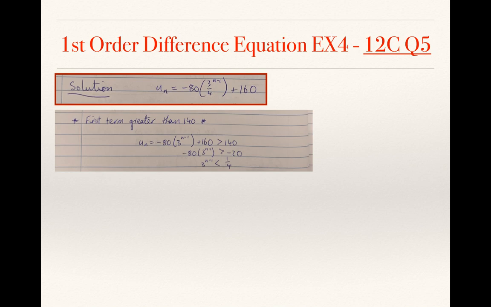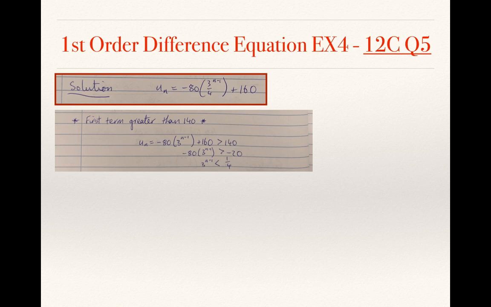So I'm going to leave that greater than 140, and I'm just going to do a bit of algebra, and you will see a few tricks here as well to get a value for n. So the first line, we let it be greater than 140. I brought the plus 160 over. That gets us to the second line, and then I divide by minus 80. And the first trick there is when you divide by a negative number, it swaps the direction of the inequality. So the greater than becomes a less than.